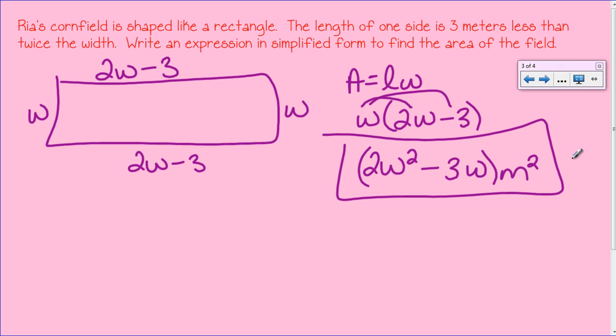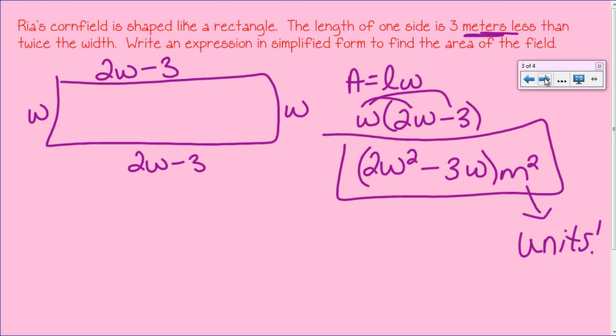This m squared, y'all, is just my units. My units were in meters. When I find area, I have to label with my units. It's meters squared. That's all that represents. I didn't make up a new variable and just stick it in the problem. Those are just the units. Please don't freak out. This is the polynomial that you need, 2w squared minus 3w. That's the expression in simplified form. This m squared is just my units.